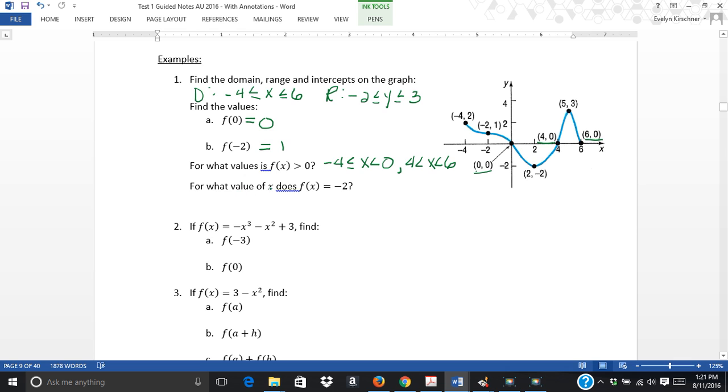And for what value of x is the function -2? Well, the function y is -2 here. That's the only place. So it's when x is 2.